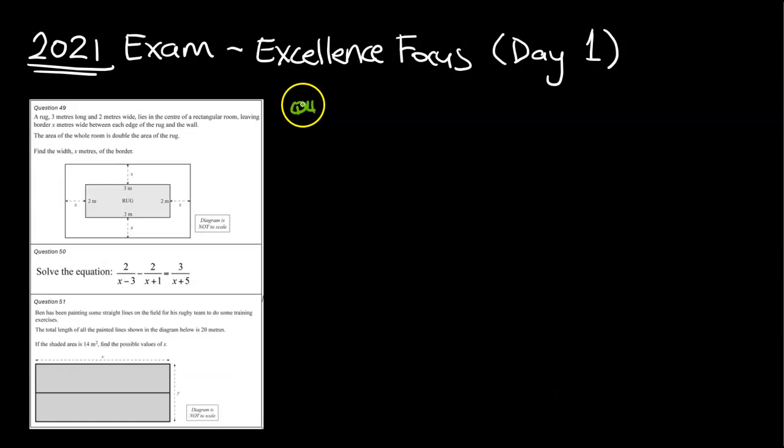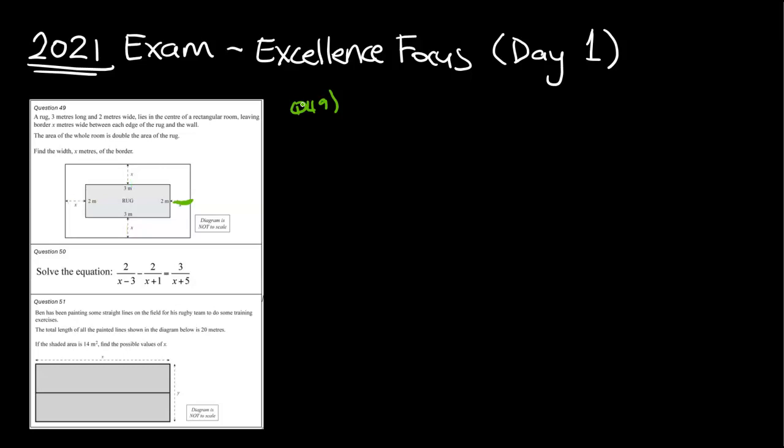We are now on to question number 49. This one's going to be a bit messy. So we've got a rug and it says it's 3 by 2 meters, lies in the center of the room, leaving an x border. So you'll see all these x's here. So that means it's x wide.